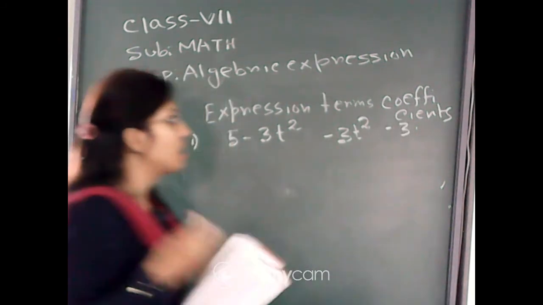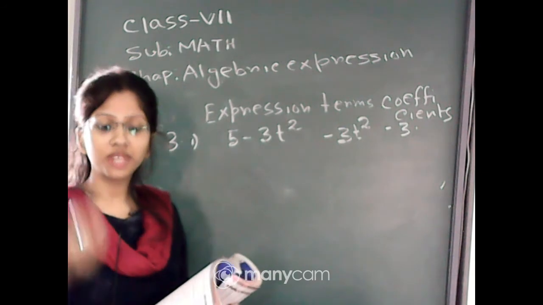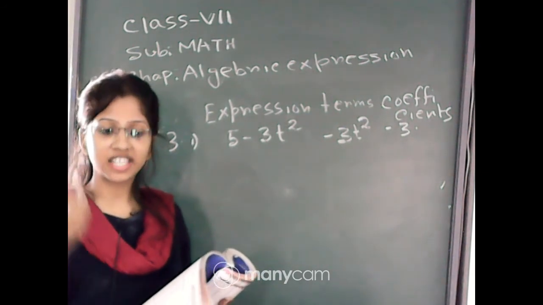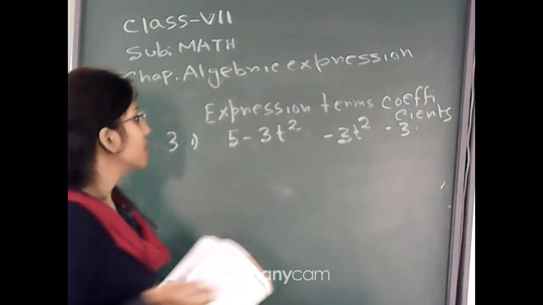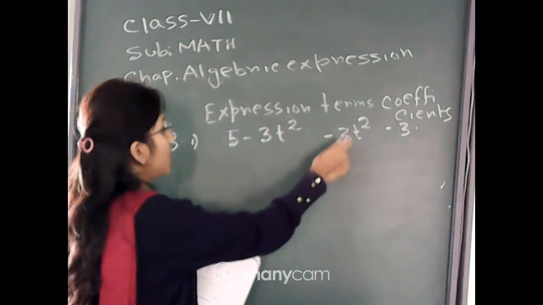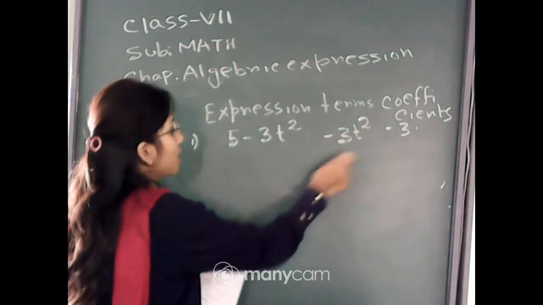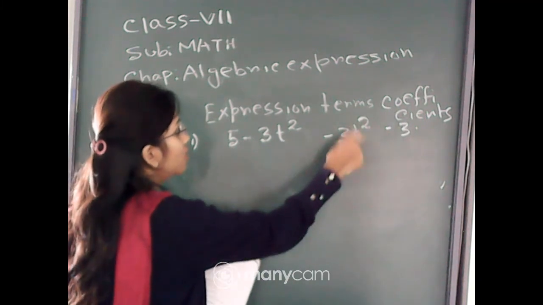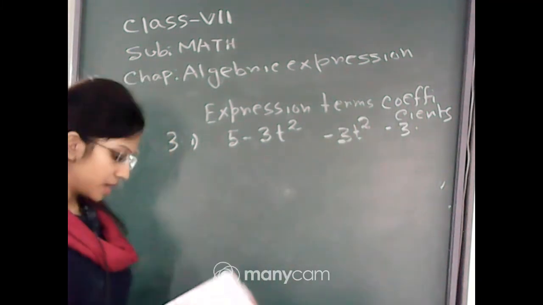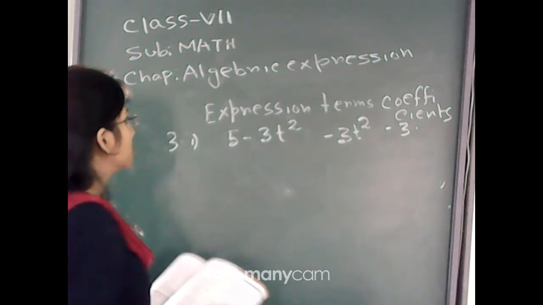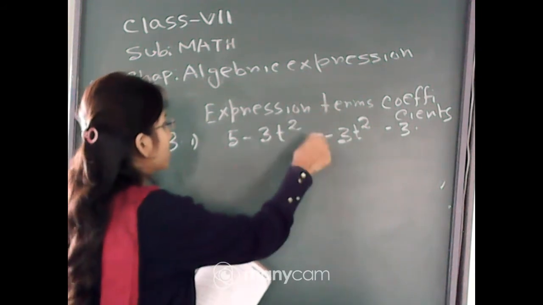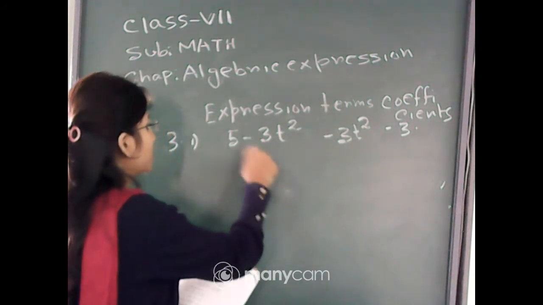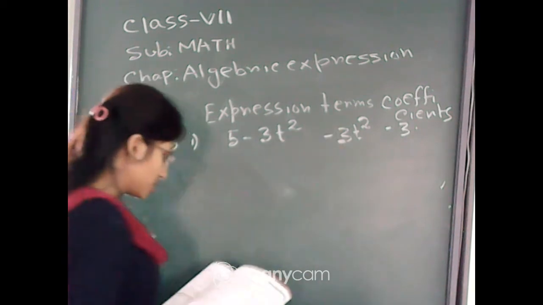Clear? The coefficient may be a numerical factor or an algebraic factor. Therefore, coefficient of t square is minus 3. The numerical factor is called the coefficient of t square. Clear? And the term other than constants in this algebraic expression is minus 3t square.